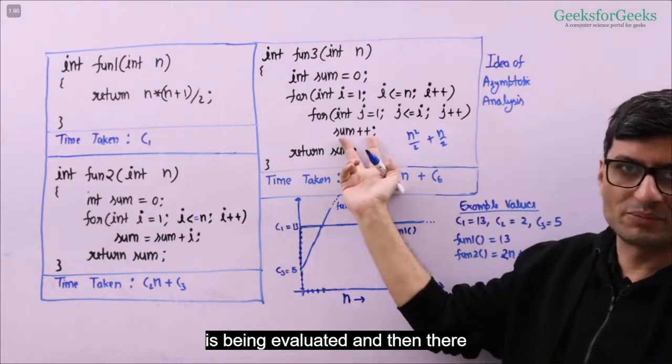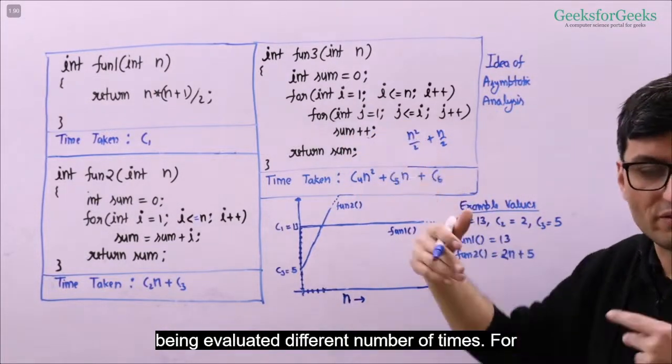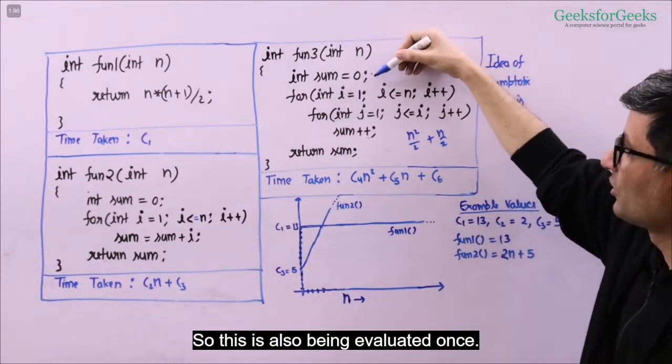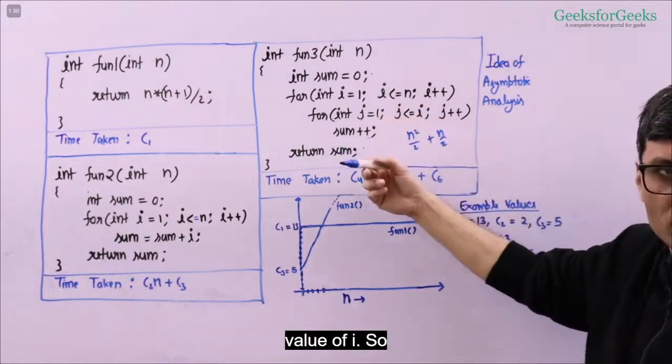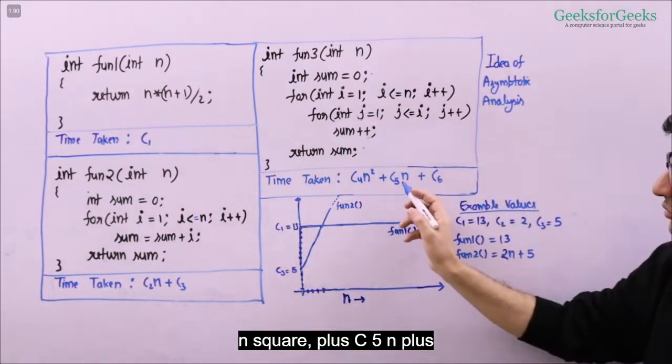So those many times this expression is being evaluated, and then there are some other expressions which are being evaluated a different number of times. For example, this is being evaluated once, so this is also being evaluated once. This is being evaluated n times, because this j equal to 1 initialization happens for every value of i. So overall, I can write it as c4n squared plus c5n plus c6.